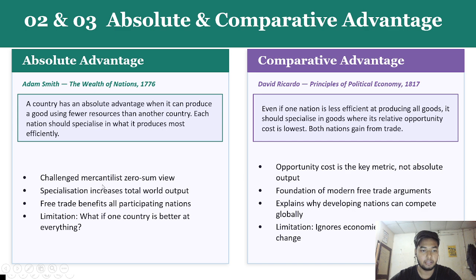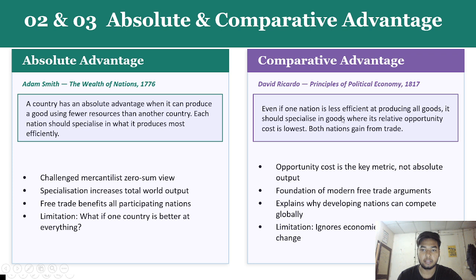First, it challenges the mercantilism zero-sum view. Second, specialization increases the total world output. Third, free trade benefits all participating nations. Last is the limitation: what if one country is better at everything? There comes comparative advantage, given by David Ricardo.